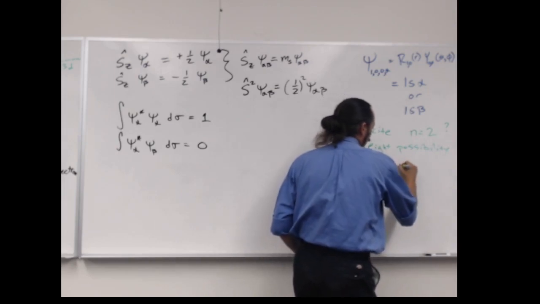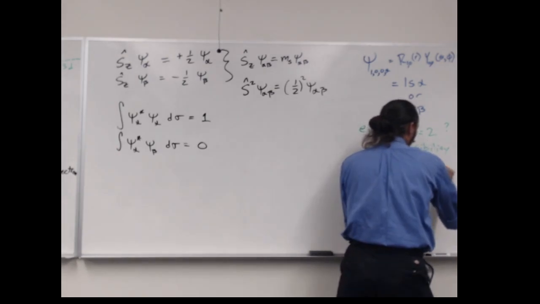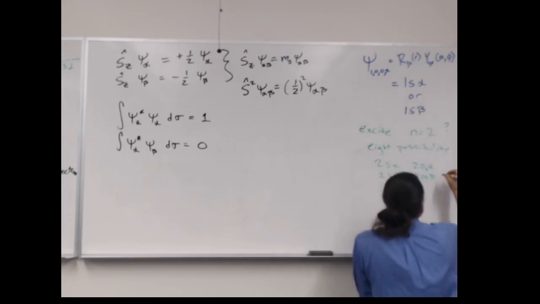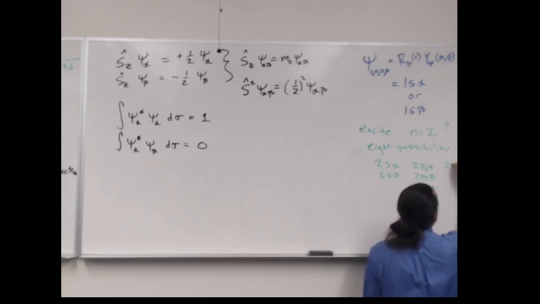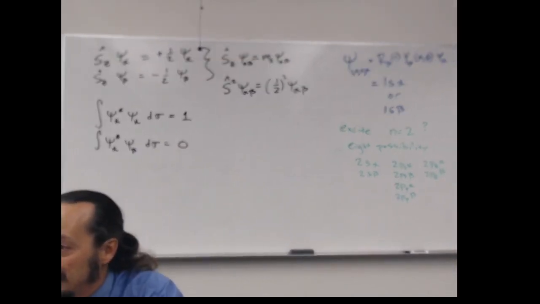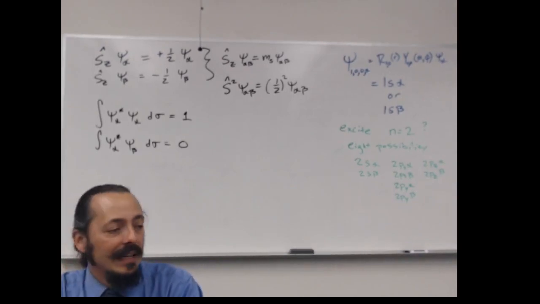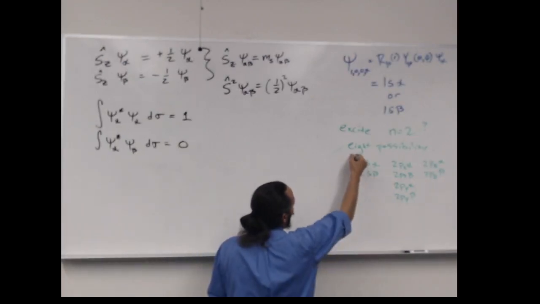We get the 2s alpha, the 2s beta, the 2px alpha, the 2px beta, the 2py alpha, the 2py beta, the 2pz alpha, or the 2pz beta. So which one does it go to? To get to the short of it, to get to where the final thing is, these 8 possibilities.